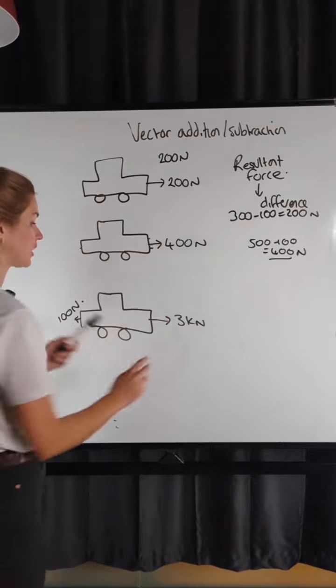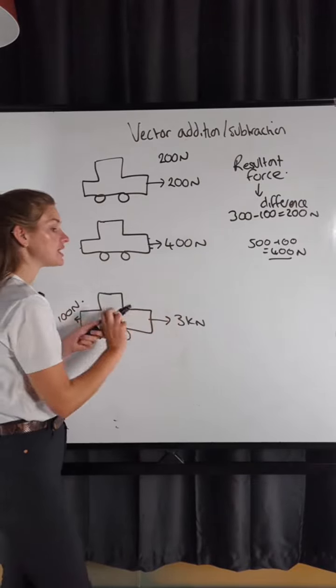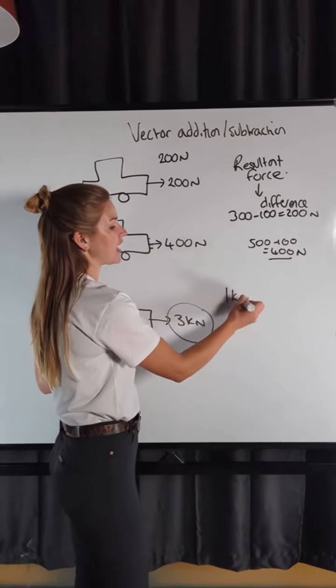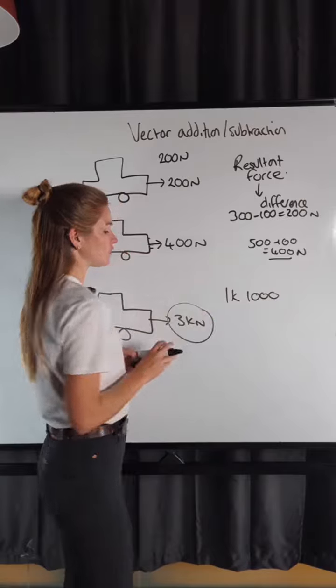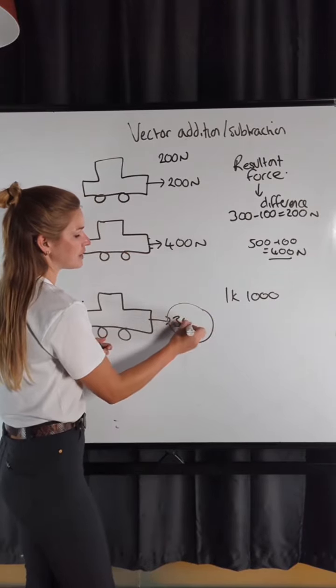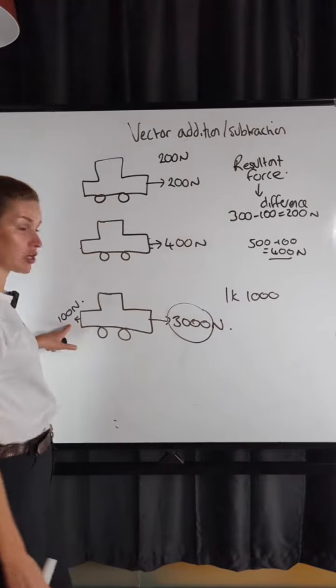Okay, bottom one, 3 kilonewtons and 100. You might be thinking 100 is bigger, but you're wrong. 30 kilonewtons is the bigger one. Because we know that if someone had 1k of cash, they had £1,000. So we've got 3k. I don't have 3 newtons. We have 3,000 newtons trying to pull it forward. And 100 trying to go backward.